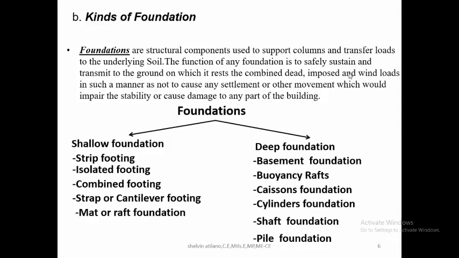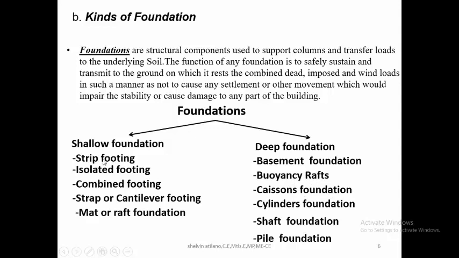Okay? So for foundations, we have two types, the shallow and the deep. Shallow: strip, isolated, combined, strap, mat. Then deep: basement, buoyancy raft, caisson, cylinder shaft, pile. Nowadays, some of them are not really used, especially in the deep foundation. The most common one here is, of course, the pile foundation. Then we have also the basement foundation. But I don't know for these three, if I'm talking about in my experience.